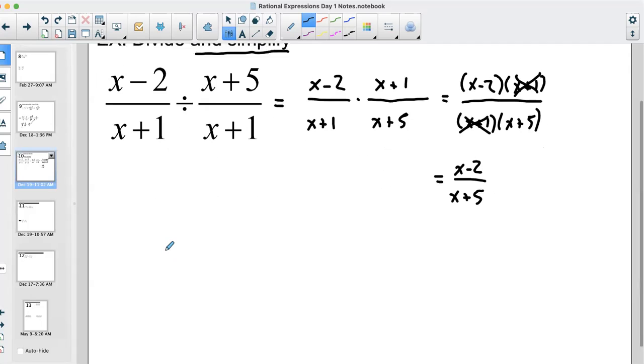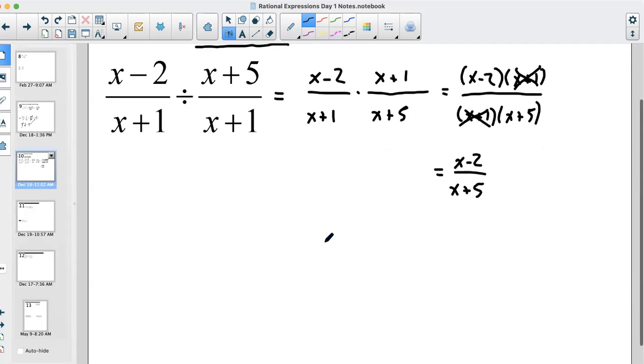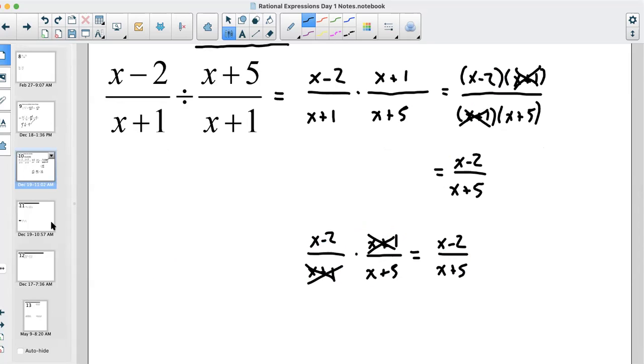Just like in the previous one, you could probably skip this step a little bit if you wanted to. Once you got to, after you flipped it over, like this, you can cross these off here. That's that cross canceling trick again. And that's going to work for you here because these things are all multiplied. So that's how we divide. It's not any different than dividing fractions normally.